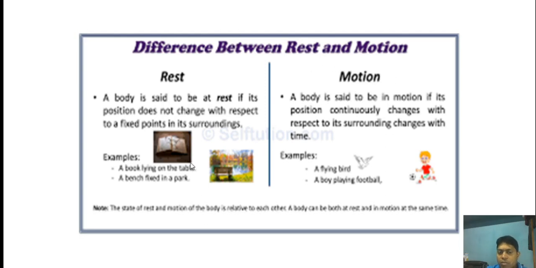Examples: a book lying on the table, a flying bird, as examples of rest and motion.